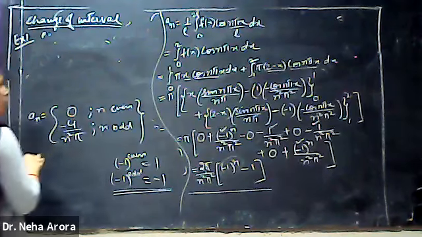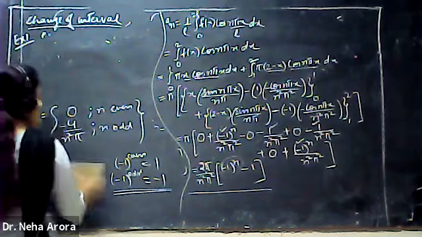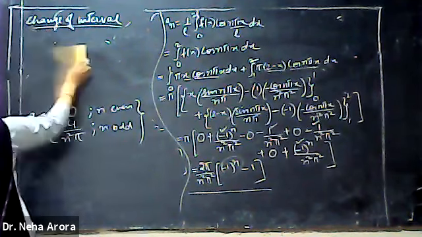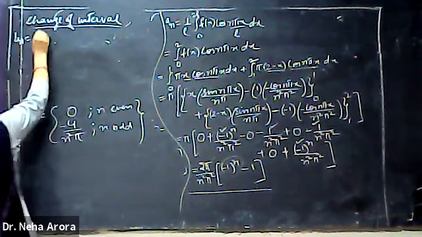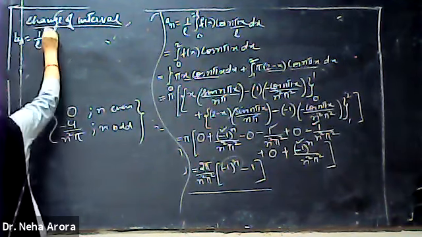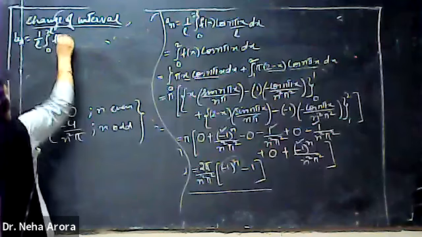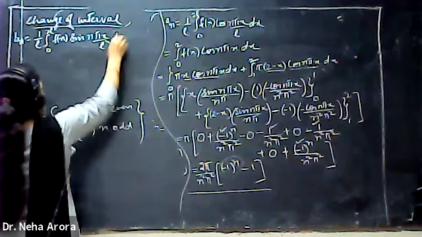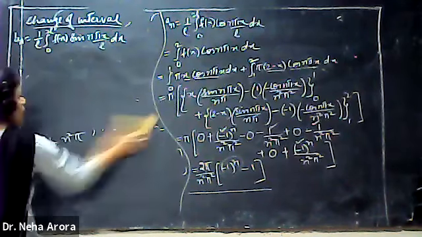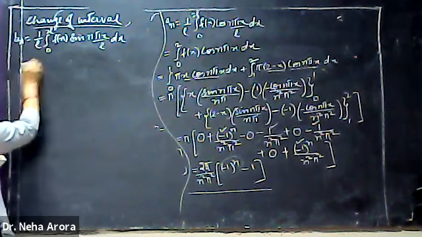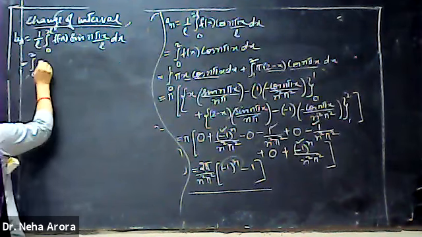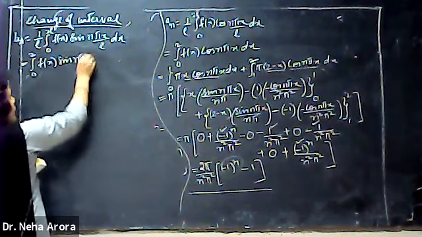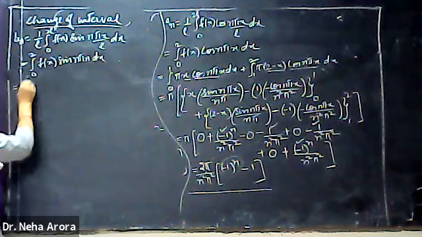Now we have to find the value of bn also. So let us start with that. Bn is given by, firstly let's write down the formula again: 1 by L, integral from 0 to 2L of f(x) into sine n pi x upon L dx, right? Now we have L equal to 1, so you will get 0 to 2, f(x) as it is, and sine n pi x dx.